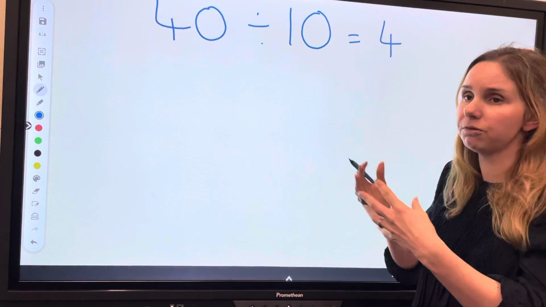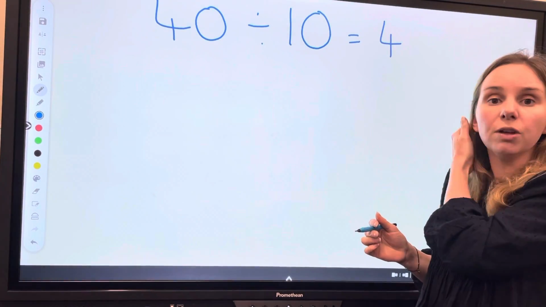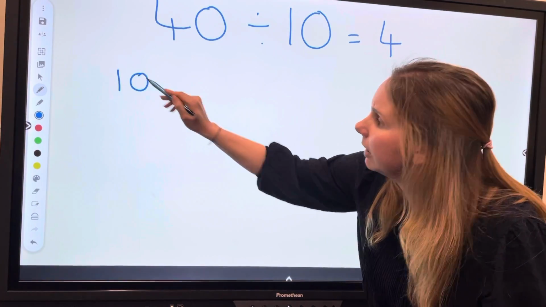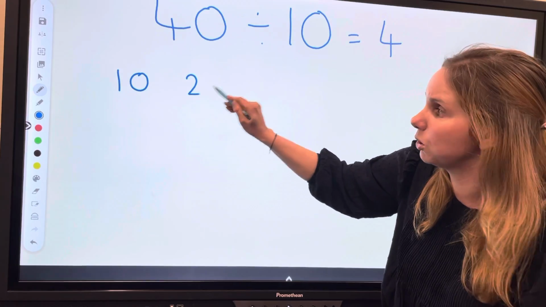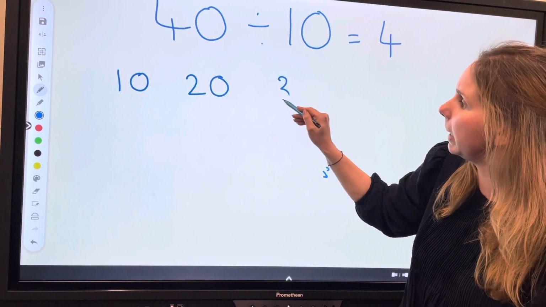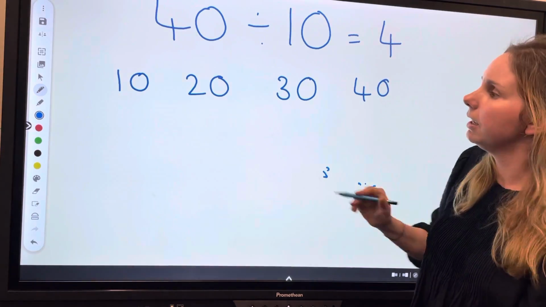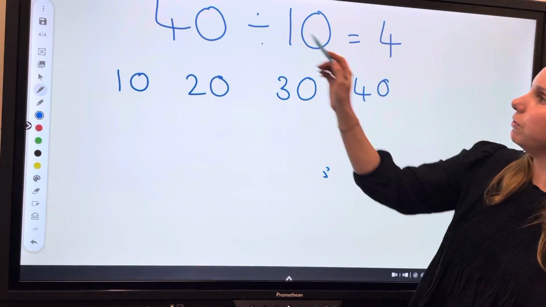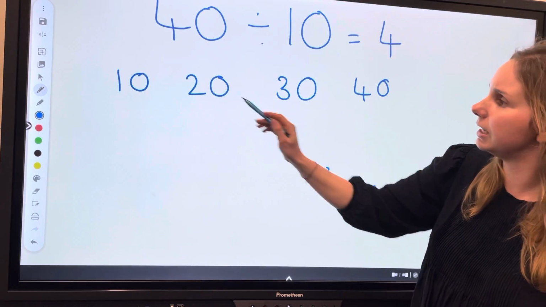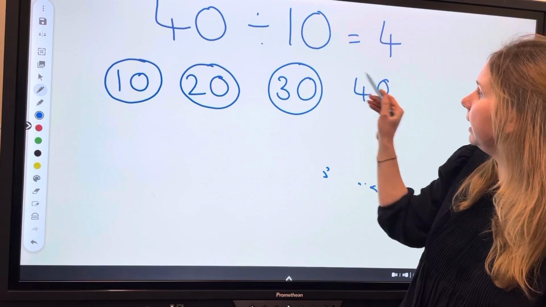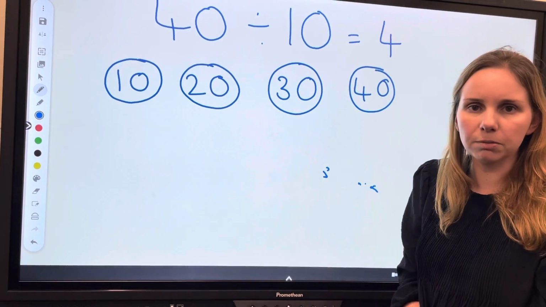Don't worry, if you still find writing your repeated addition helps you, then stick to that way. So I might say 10, and I know I'm going up in 10, so I could write 20, 30, 40. Oh look, the chicken pox are back again. So 10, 20, 30, 40. I've stopped at 40. I've counted in tens. 1, 2, 3, 4 groups.